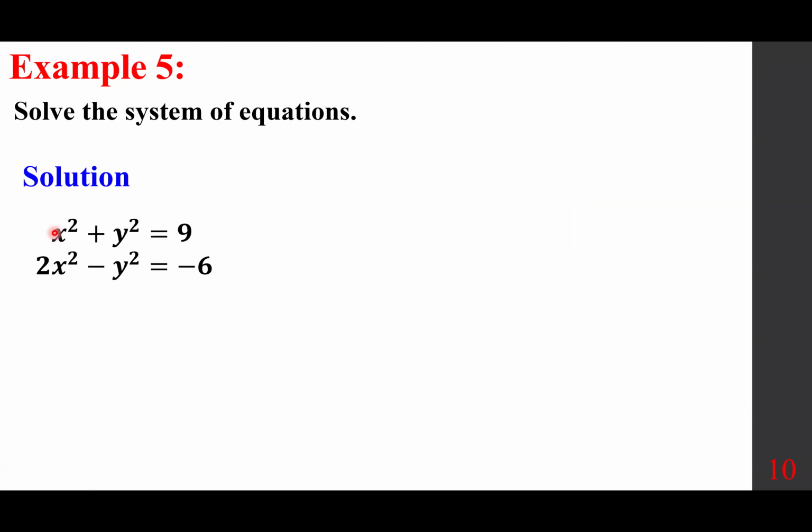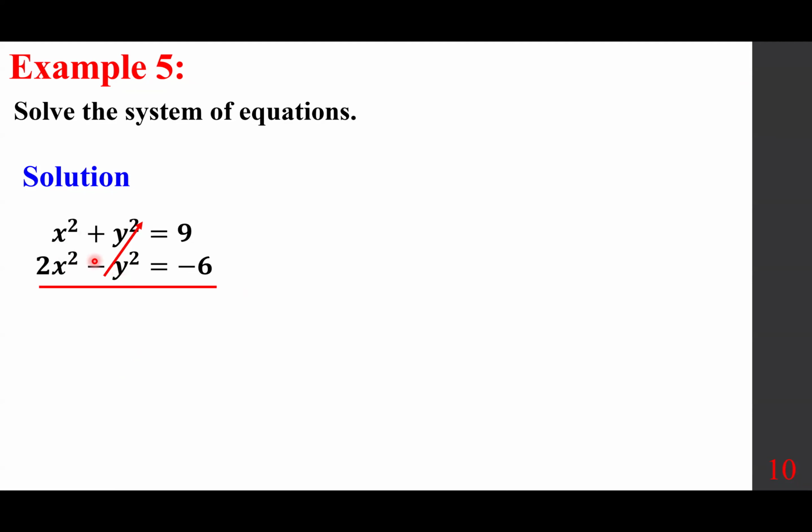Solve the system of equations. X squared plus y squared is 9. 2x squared minus y squared equals negative 6. And basically, we don't have to do much. Notice, if you just add them up, these two cancel each other.